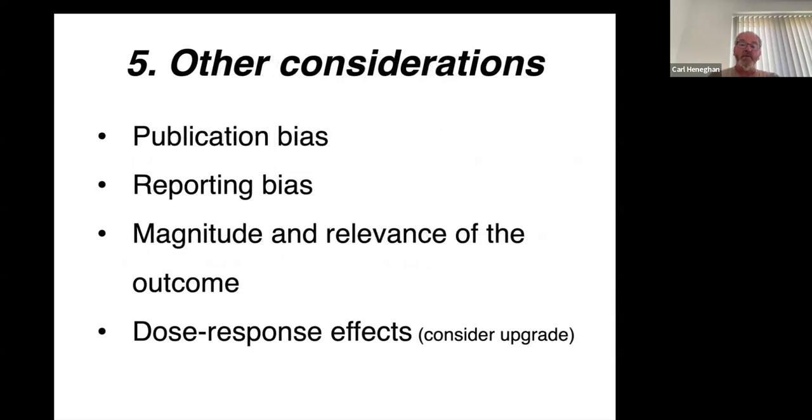Fifth, then, just to consider other considerations: publication bias, reporting bias, magnitude and relevance of the outcome, and as I said, this important thing, dose-response effect. All of these are very important. Is it an important clinical outcome? Is there a dose effect? And this is often important for observational studies.